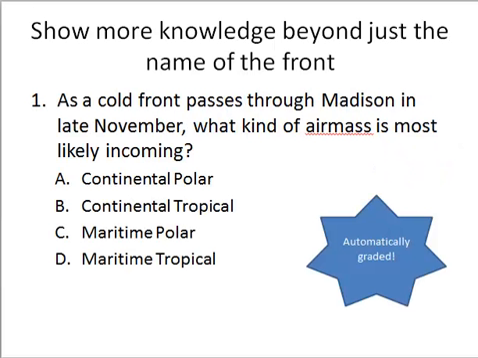Here we have one where a little bit more knowledge is needed. As a cold front passes through Madison in late November, what kind of air mass is most likely incoming? So they're relating the passage of the front to what's going on, and this is probably something they've also experienced in their lifetimes. I like this. This can be automatically graded in Blackboard. And then we have the four air mass types there.